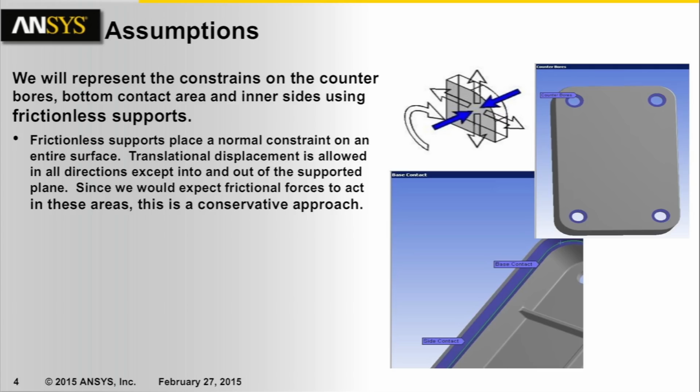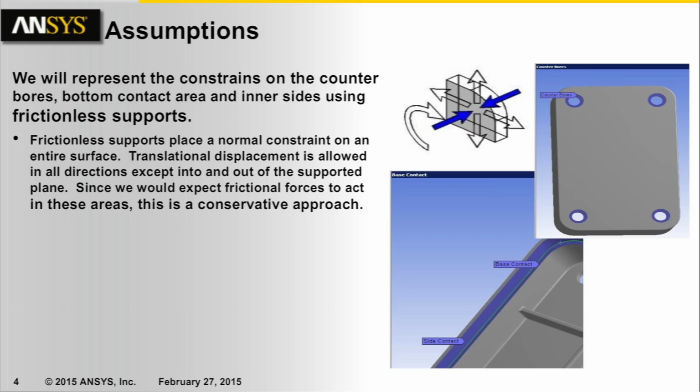So what we're doing is allowing translational displacement. Basically, we're allowing it to move in all directions except in and out of the supported plane. Alright, so this allows it to move, however it does not allow it to move into or out of the thing that it is attached to. Since we expect frictional forces to act in these areas, this is a very conservative approach, which is a good approach.